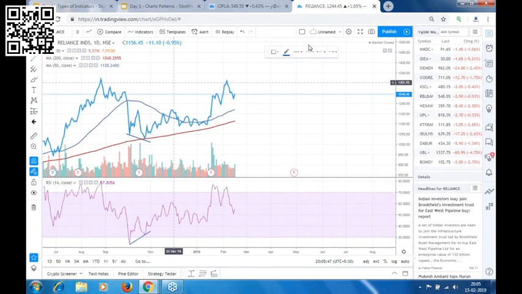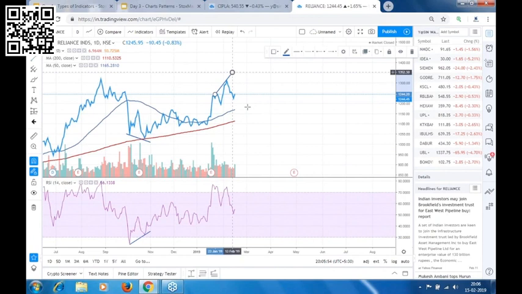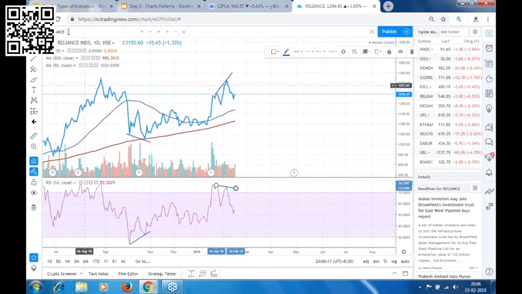So this is your negative divergence, or your bearish divergence. And once you get the divergence, then you can see that prices are falling. So RSI also gives us an indication as to when the trend is about to reverse.